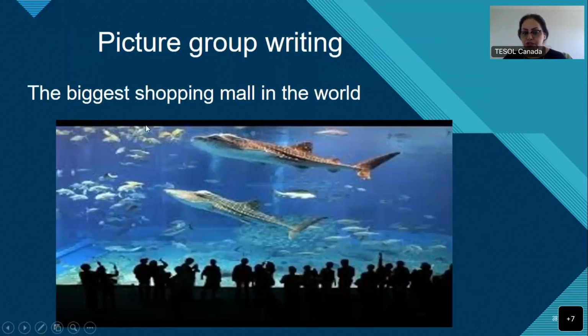You can use pictures to motivate them to write for homework. The biggest shopping mall in the world. Do you know where this shopping mall is? There's a very big sea aquarium. Do you have any ideas where it is? The biggest shopping mall in the world, yes, it's in Dubai. That's it. Exactly. It's in Dubai. Wow, it's very beautiful. So then they start to write. What if you were there? Would you like to go there? What are you going to do if you go there?